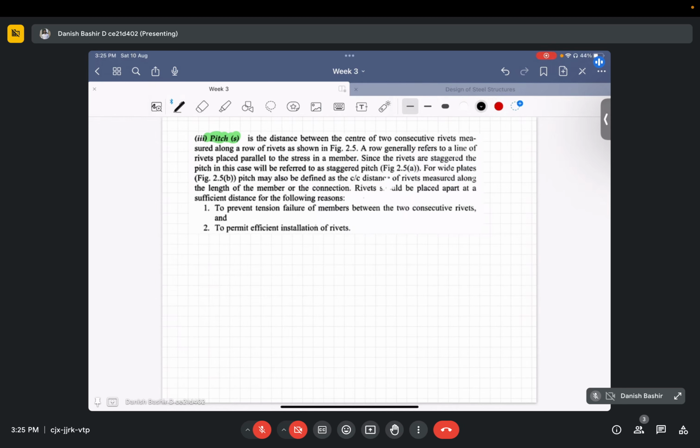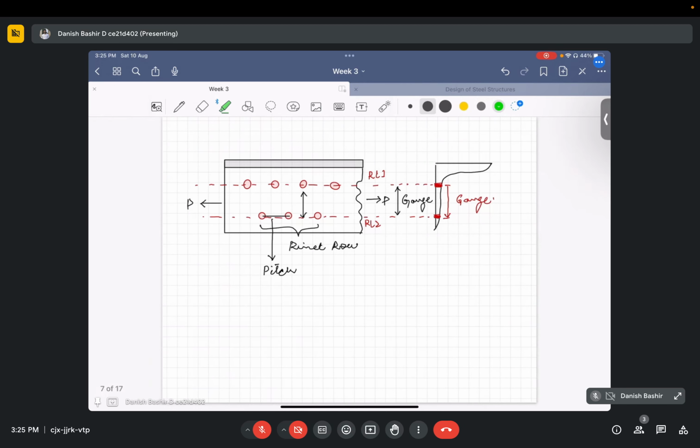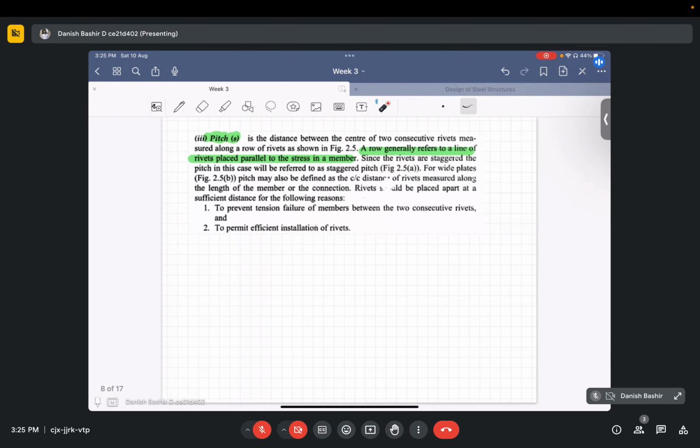And what is the definition of a row? A row generally refers to a line of rivets placed parallel to the stress in a member. So the member is stressed along this direction, and the rivet lines parallel to it, these are the rivet lines parallel to it, will be the rivet rows actually. I hope this is clear to you.